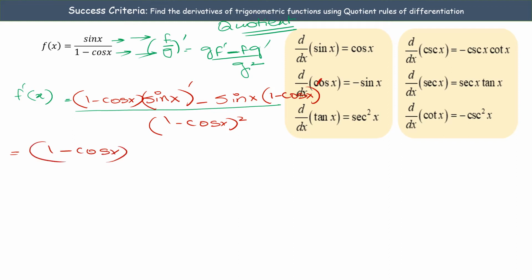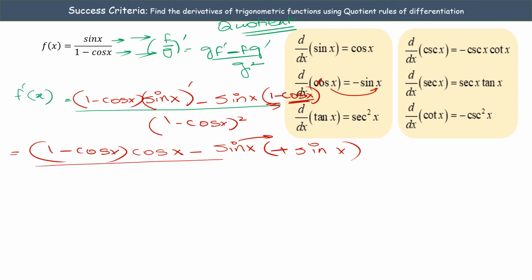Now 1 minus cosine x stays as it is. The derivative of sin x is cos x. Minus sin x, write down as it is. The derivative of 1 is 0. Then you put here the negative, and the derivative of cos x is negative sin x. So negative negative, positive sin x. Now open the bracket, with 1 minus cos x whole square in the denominator.